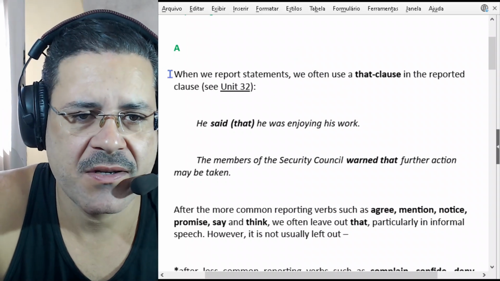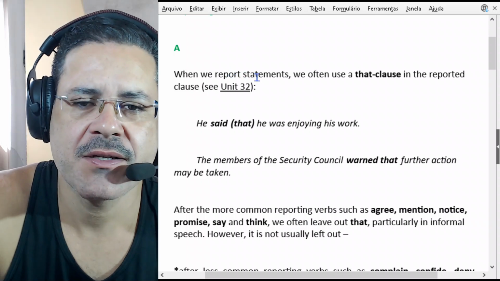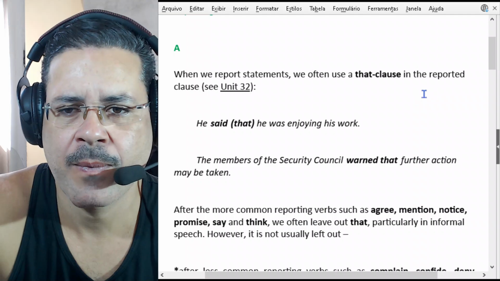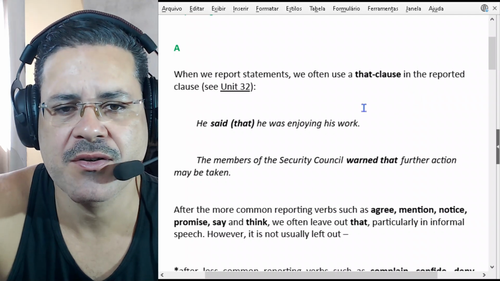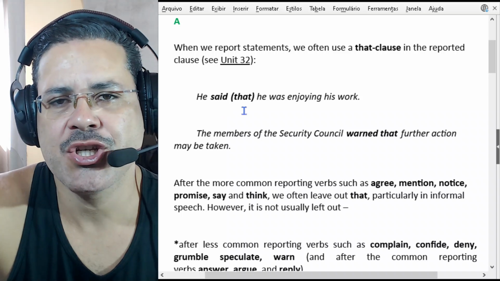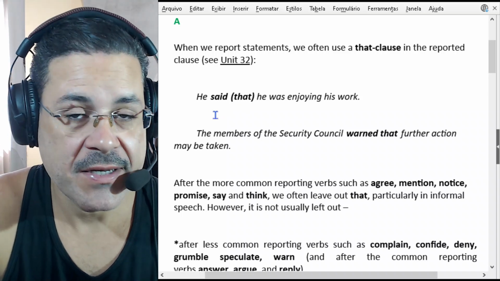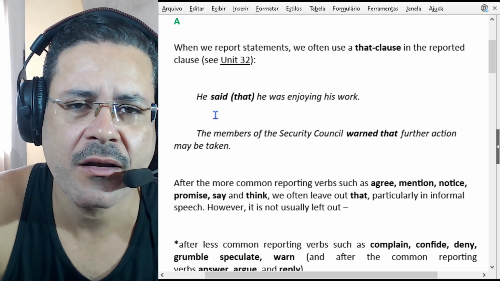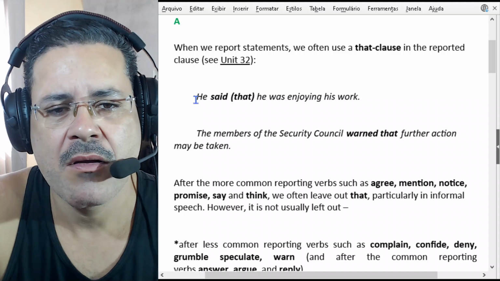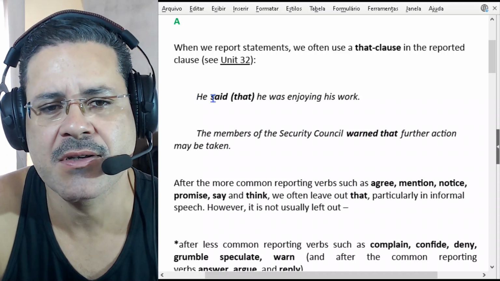For example, this is section C where we say, when we report statements, we often use a that clause in the reported clause. For example, he said that he was enjoying his work. He said what? He said that he was enjoying his work. So this is a formal way of reporting what someone has just said.